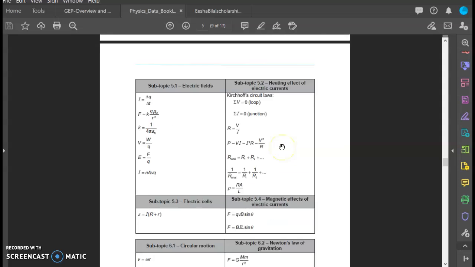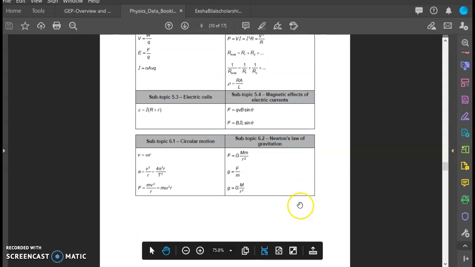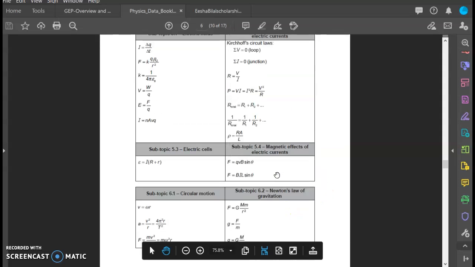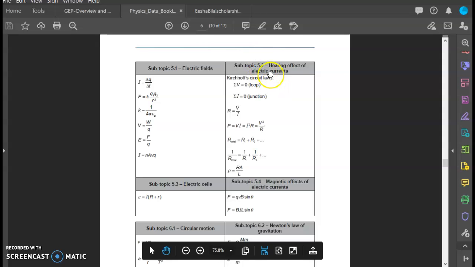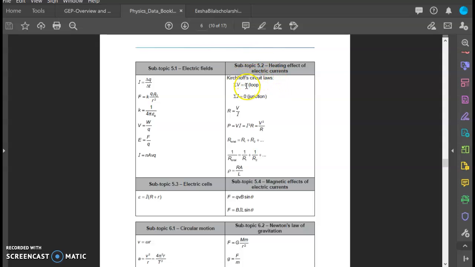And then of course on page 6 of the data booklet, we have these equations. First set are Kirchhoff's circuit laws, which state that the sum of the voltage in a loop around the circuit should equal 0. The sum of the current into or out of a junction in the circuit is equal to 0. So the current going into a junction needs to equal the current going out.